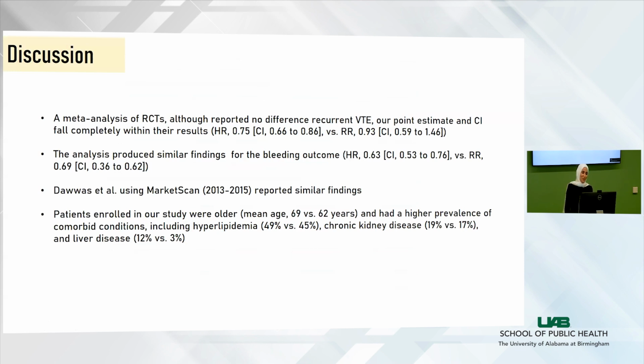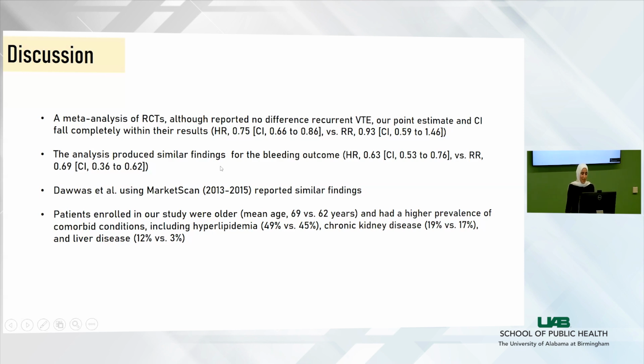At the time we published this study, almost 2 years ago, the only study that examined apixaban and rivaroxaban was a meta-analysis of randomized clinical trials. That analysis reported no difference in recurrent VTE with apixaban versus rivaroxaban. But we can see that the confidence interval for that meta-analysis was wide, and that our confidence interval falls within their confidence interval. The same analysis produced similar findings for the bleeding outcome. From our study, our hazard ratio was 0.63 compared to a relative risk from that analysis of 0.69.